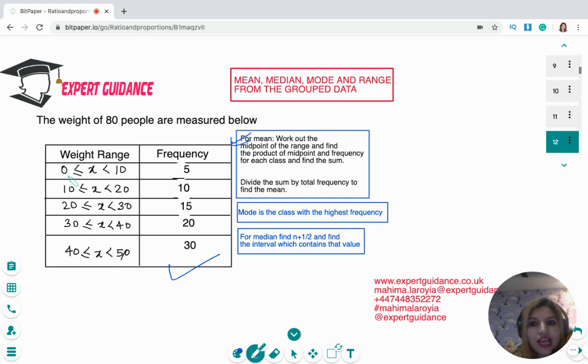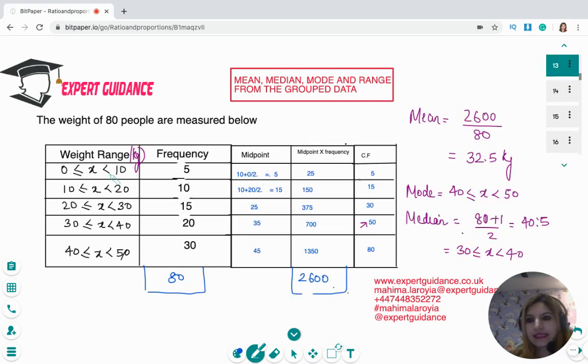For the mean, you work out the midpoint of the range and call it xi in a table, then multiply it by the frequency to get xi fi, sum that column and divide by the total of frequency. For the mode, you see where the highest frequency is, and that particular range will be your mode. For the median, again, you work out n plus 1 over 2, that is, do the cumulative frequency and see where your n plus 1 divided by 2 term lies.